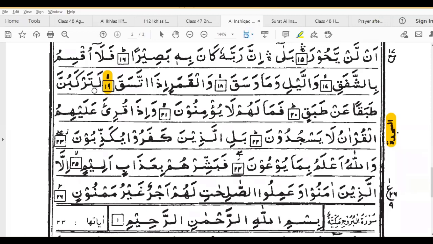Good, well done. So over here in this first verse, what I want you to be careful of is this noon mushaddad. Okay, can you tell me what sound, rule is going to be applied over here? It is a noon with a shadda on top. But can you tell me what rule is going to be applied over here? So we have to read it like La tarkabunna.